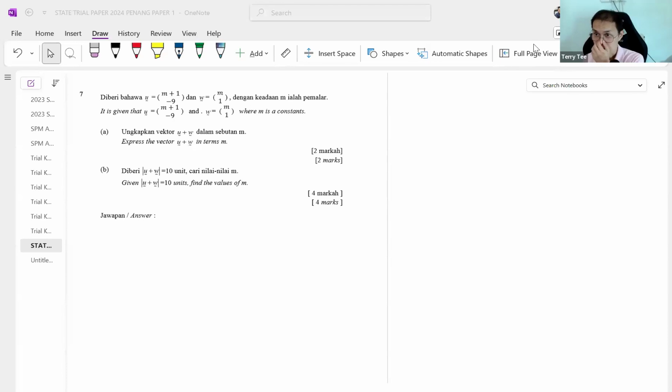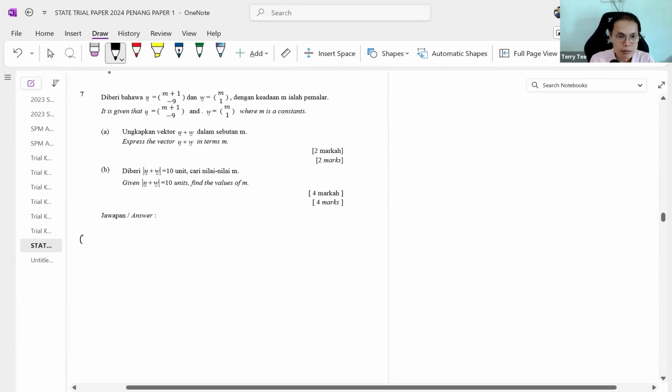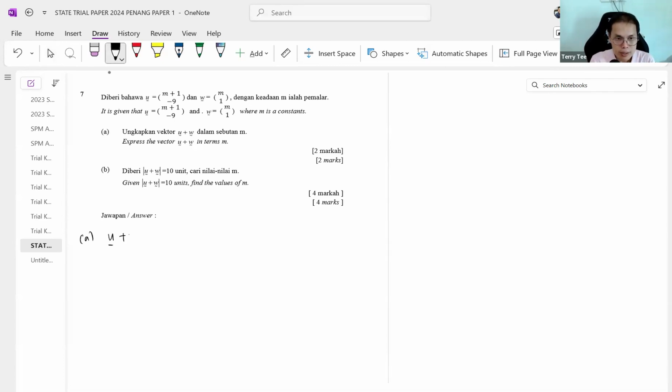Moving on to question number 7, this is from Form 4, Chapter 8, Vectors. You're given vectors u and w, where m is a constant. You're supposed to express u plus w in terms of m. Now, let's begin by finding what is u plus w. Your u is (m plus 1, -9). Your w is (m, 1). So let's add them up. Very simple. m plus 1 plus m, that'll be 2m plus 1, and -9 plus 1 will be -8. Okay, so that is your u plus w.